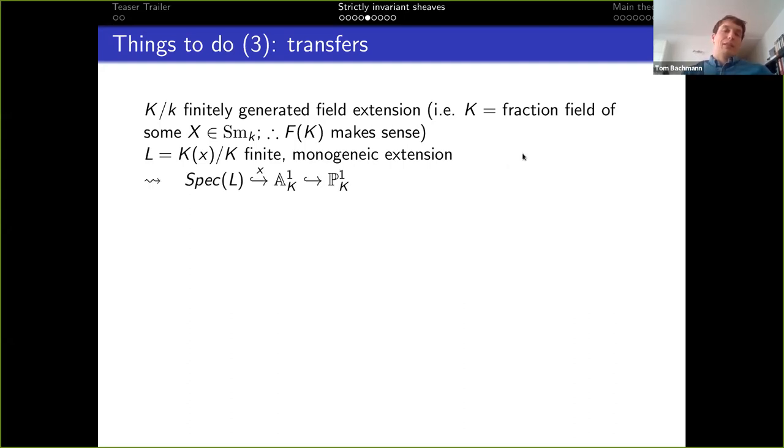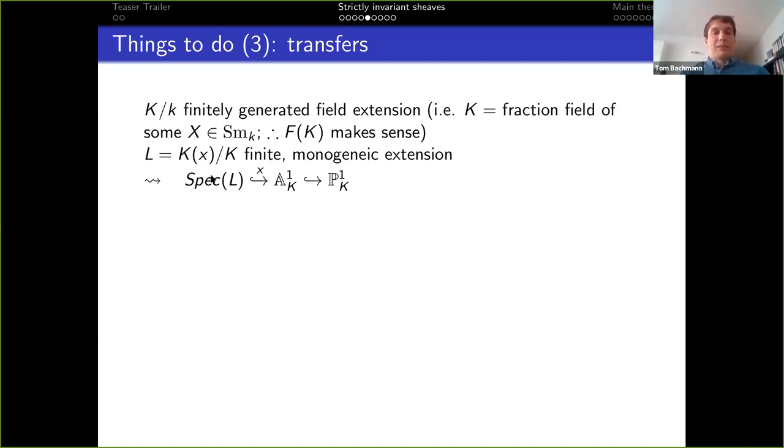And then I do the following thing. I consider the affine line over capital K. If you want to be very precise, this is not a smooth variety, because the capital K one is just too big. If you want, it's going to be a pro object in our categories. But for lots of purposes, you can just pretend this is an algebraic variety and just run with it.